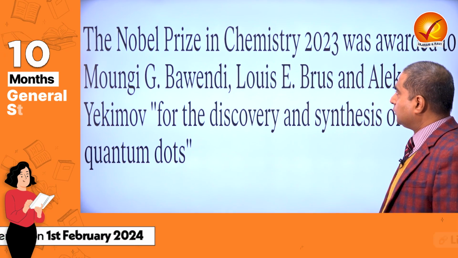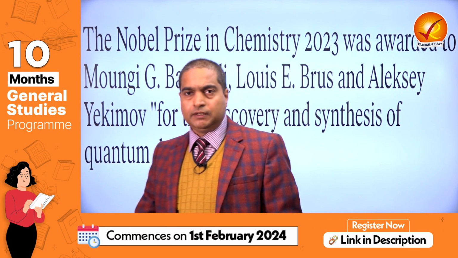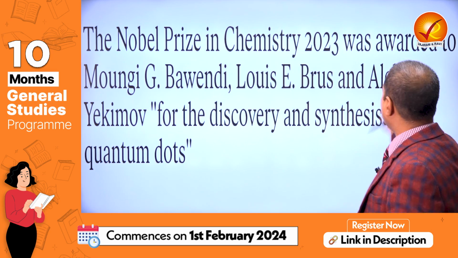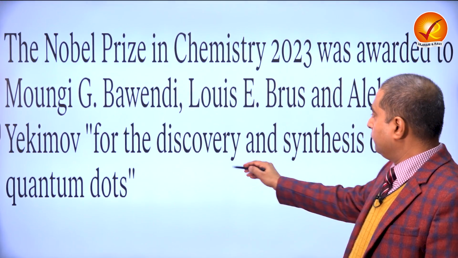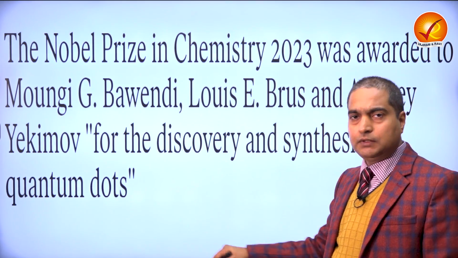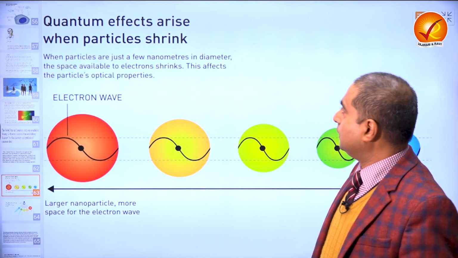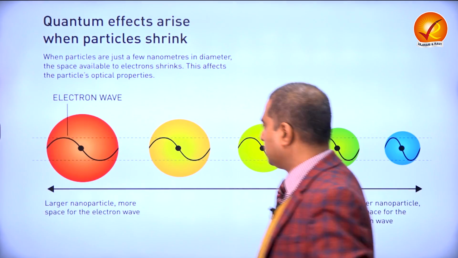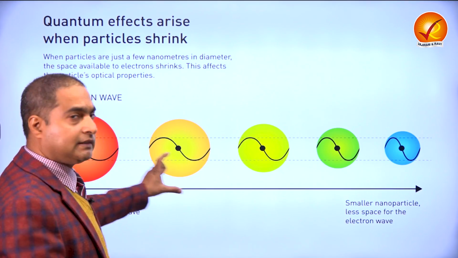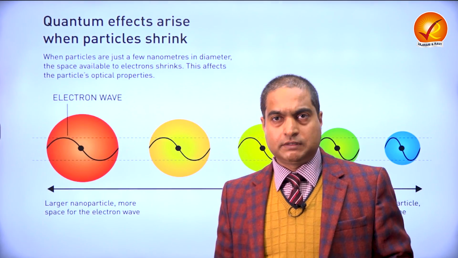So now we are looking into how the scientists introduced the quantum dots. We can see here the Nobel Prize in Chemistry 2023 was awarded to Moungi Bawendi, Louis Brus, and Alexei Ekimov for the discovery and synthesis of quantum dots. Further, we can see that quantum effects appear when particles shrink. Here we can see larger nanoparticles. We discussed that these are semiconductor nanocrystals.